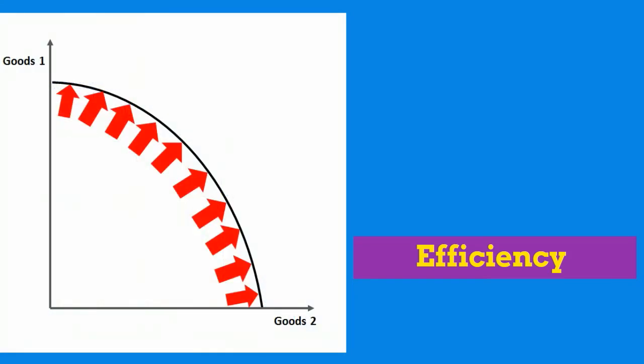Any point on the PPF is efficient, and we call this productive efficiency. Productive efficiency is concerned with producing goods and services with the optimal combination of inputs to produce maximum output for the minimum cost. To be productively efficient means the economy must be producing on its production possibility frontier.